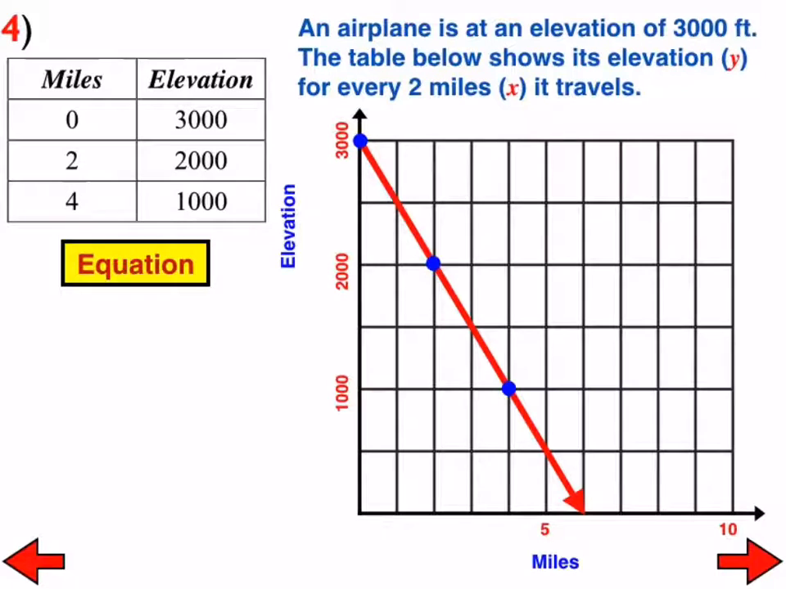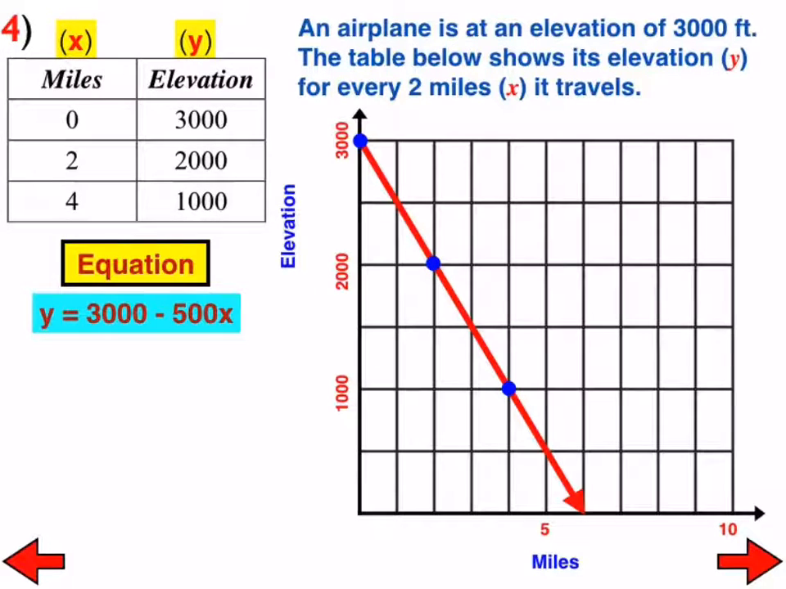All right, first thing we're supposed to do is find the equation. So we're starting at 3,000 feet, and we're decreasing, and I'm going to use y and x. I know some of you used other variables, and that's okay. You start at 3,000 feet, and you're decreasing at 500 feet per mile.